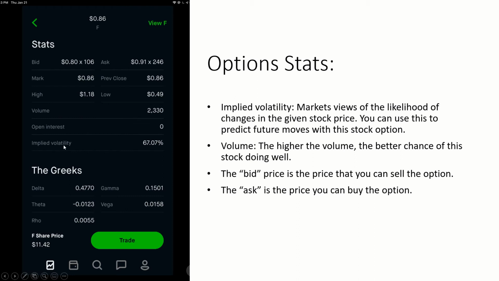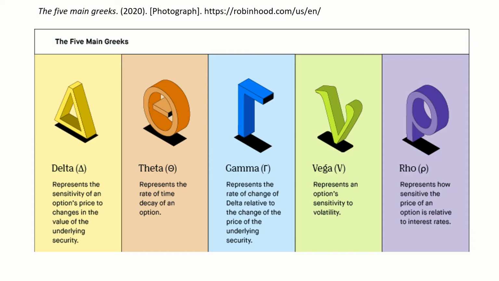Then you got right here, the market's view of the likelihood of changes in the given stock price, which you can use to predict future moves with the stock option. Please pay attention to this stuff. It's very important. People don't pay attention, and like I said, you are buying into something and it isn't doing good, and then you look up and your money is dropping. So I always try to, like I said, that also doesn't mean that the stock is going to do good, definitely since they're doing market manipulation right now.